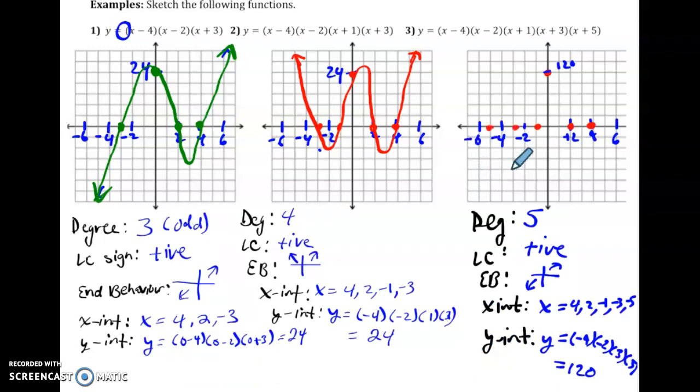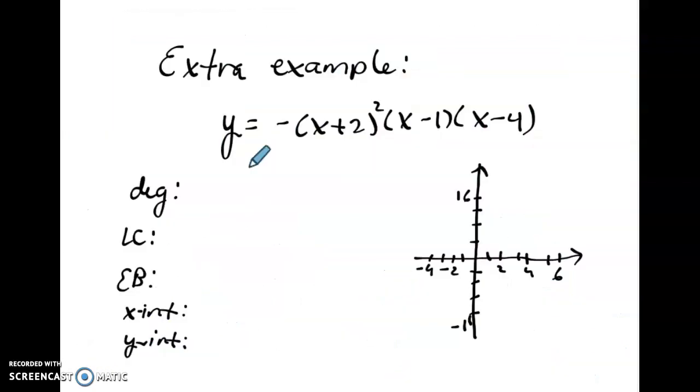So we're going to start down here in the third quadrant, and we're just passing through our x-intercepts. I didn't do a very good job, but imagine that passes through those x-intercepts. And there we have our final graph. So here we'll do one last example.